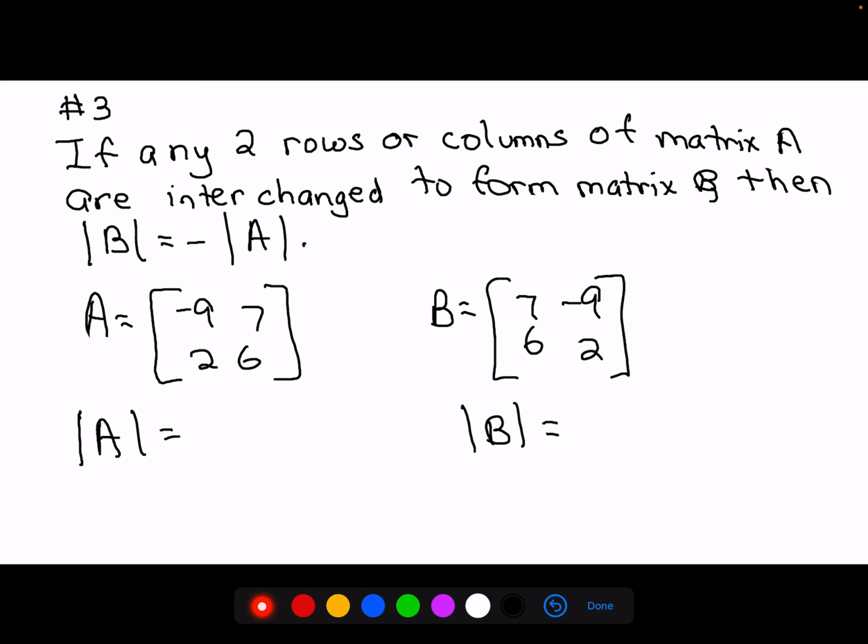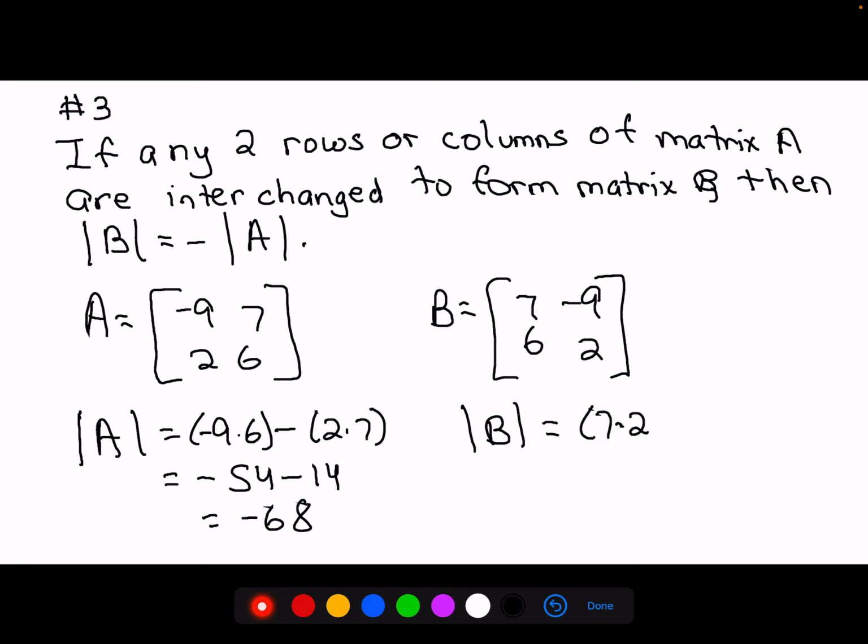In the first one, you have negative 9 times 6 minus 2 times 7. So you got negative 54 minus 14, which is negative 68. In the second one, you have 7 times 2 minus 6 times negative 9. So that's 14 plus 54, which is positive 68. So the determinants are opposites. All right, number 4.